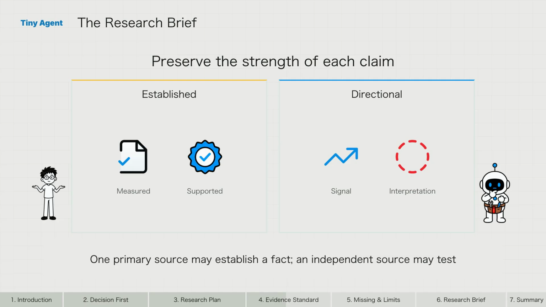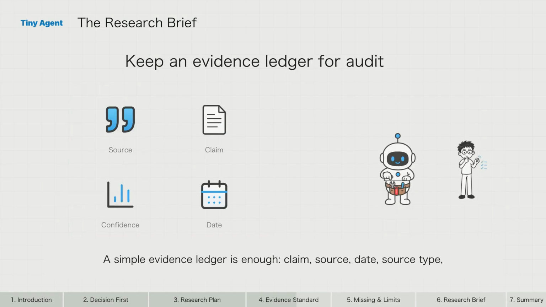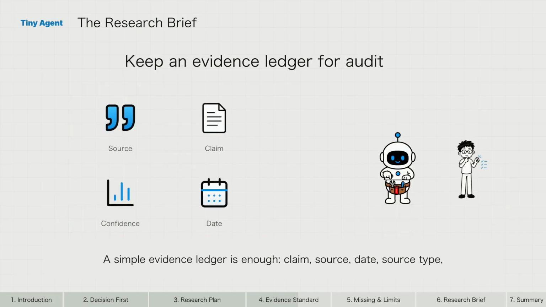One primary source may establish a fact, an independent source may test the interpretation, a current data point may show whether the pattern still holds. Agreement increases confidence, while disagreement becomes a visible research result. A simple evidence ledger is enough: claim, source, date, source type, quality note, supporting or conflicting evidence, and confidence. This ledger does not need to appear in the executive summary, but it should remain available for audit.